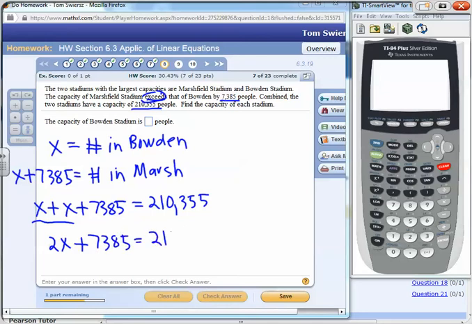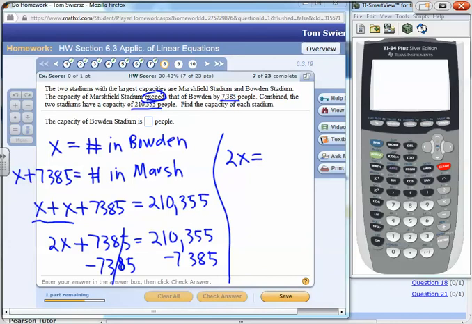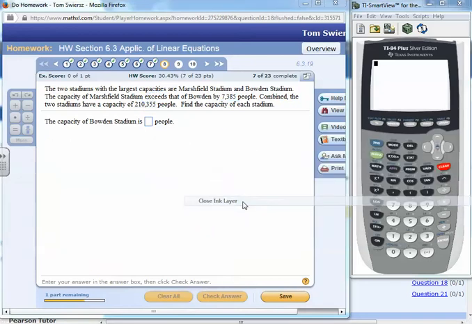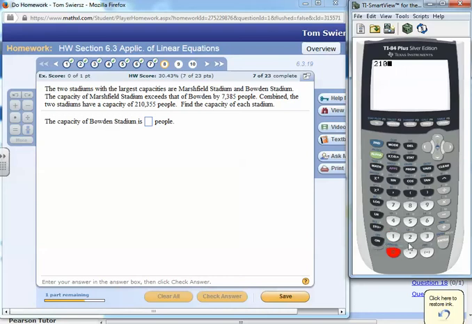7,385 is equal to 210,355. I would subtract 7,385 from both sides. Okay, so then this cancels, so I'll be left with 2X. Okay, so if we do that on our calculator, 210,355 minus 7,385.